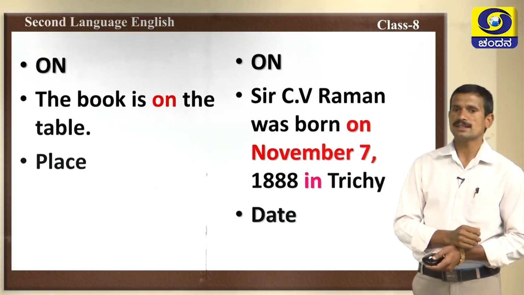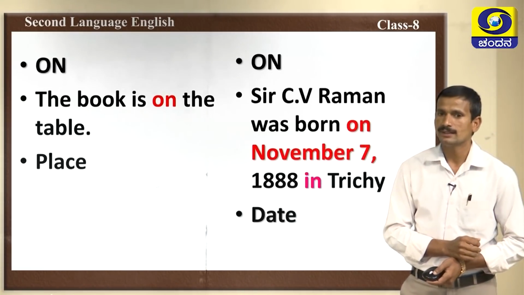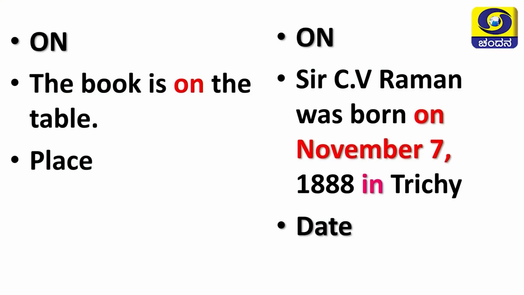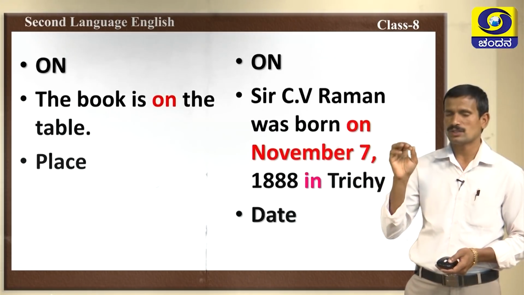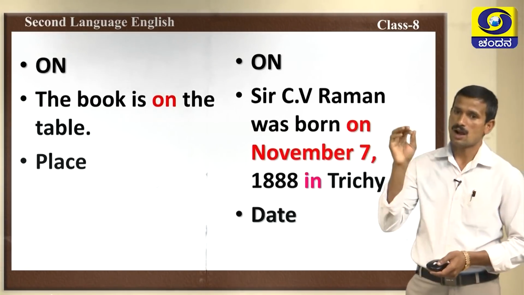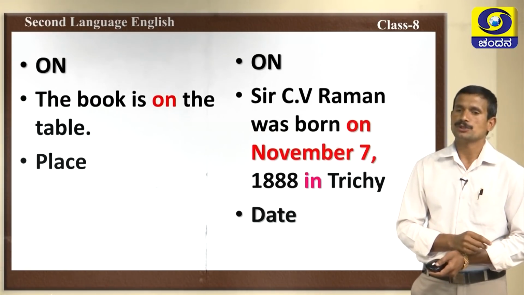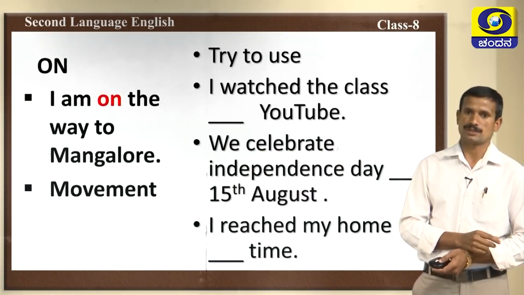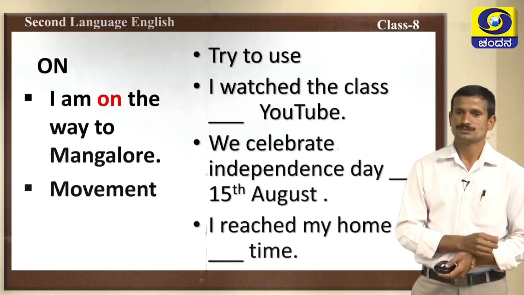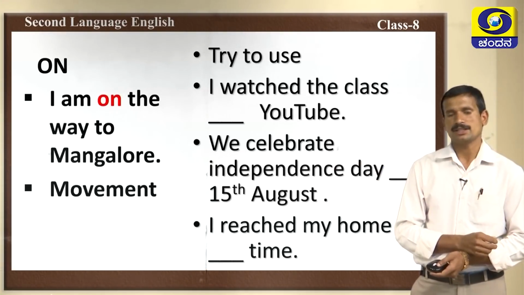Next, Sir C.V. Raman was born on November 7, 1888 in Trichy. Here is the date. If it is a date, we should use on only. Don't use in. If it is date, use on. If it is year, you should use in. Next one. I am on the way to Mangalore. Here is a movement. We can use on the way. Can use on here.